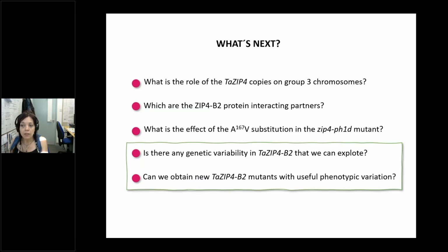And particularly relevant for breeding, is there any genetic variability in the duplicated ZIP4 copy that we can exploit? And can we obtain new ZIP4 mutants with useful phenotypic variation?